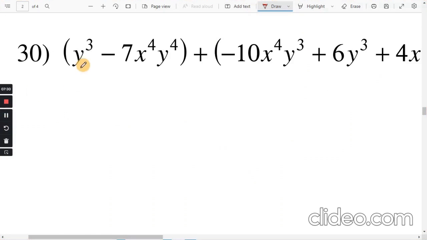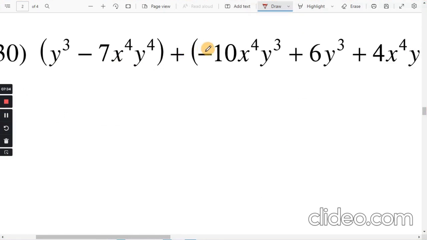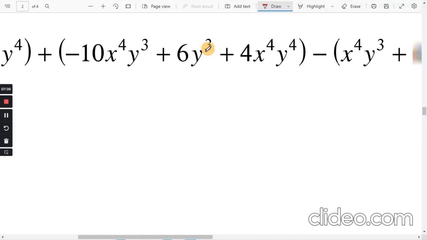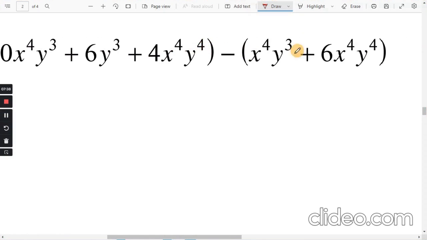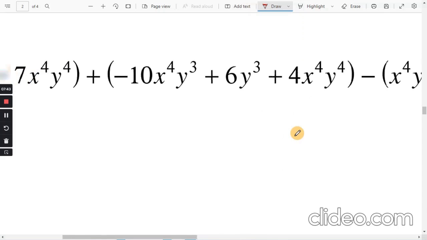All right, let's look at problem number 30. We have a positive sign to distribute here, so all of these stay the same, and a negative sign to distribute here, so those actually change.